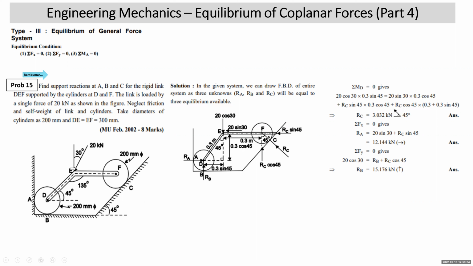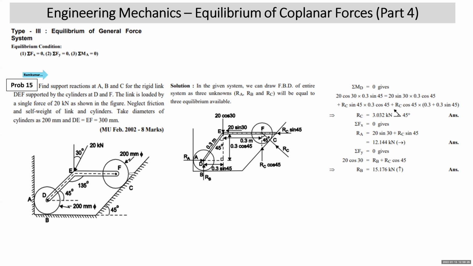Now you can see that there is a rigid link DEF. That means it is one piece. It is hinged at F and D. All right. It is supported by the smooth planes. Here it is supported by a smooth vertical plane at A, smooth horizontal plane at B, and smooth inclined plane at C. In this problem, there are only three unknowns. What are the three unknowns? Reactions at A, B, and C.